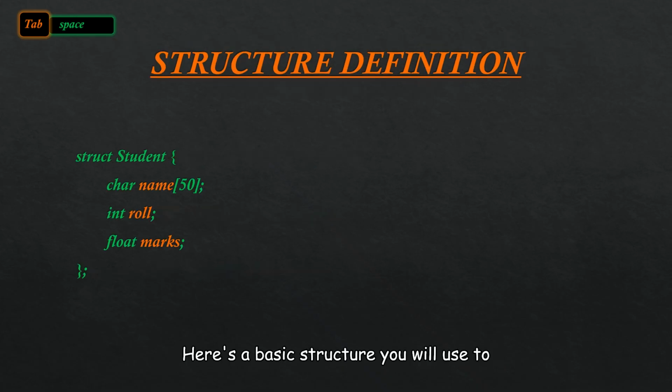Here's a basic structure you will use to store each student's data. You are defining a student structure with 3 fields: a character array for the name, an integer for the roll number, and a float for the marks. You will allocate memory for an array of these student structures dynamically and use pointer notation to access and manipulate the data. This structure serves as the building block of your records system.